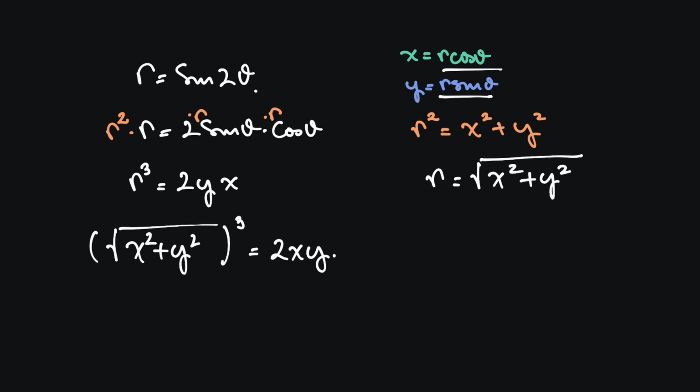We can even rewrite this, if you want, as x squared plus y squared to the power of 3 over 2, if you remember the notation for rational exponents. And this will be equal to 2xy, right? Or, in other words, we can also rewrite it using this exponent on the other side. That will be 2 over 3.